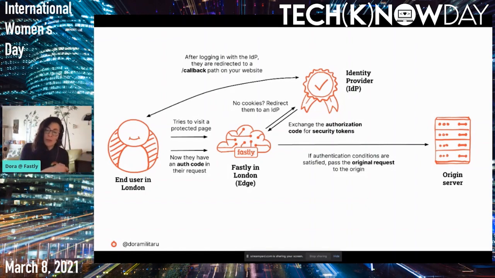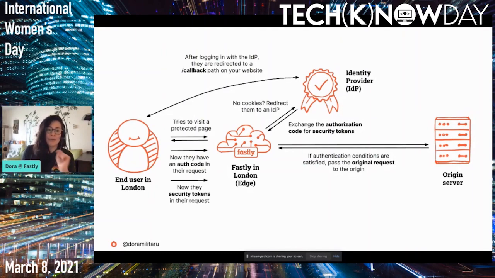So we exchange the authorization code for security tokens, we verify them and everything is okay. Then we pass the original request to the origin server and send back the content and everything is great. What happens on subsequent requests?